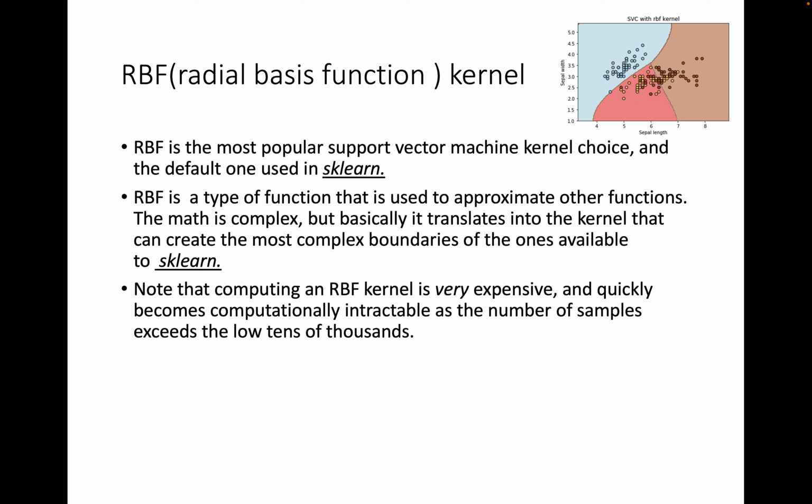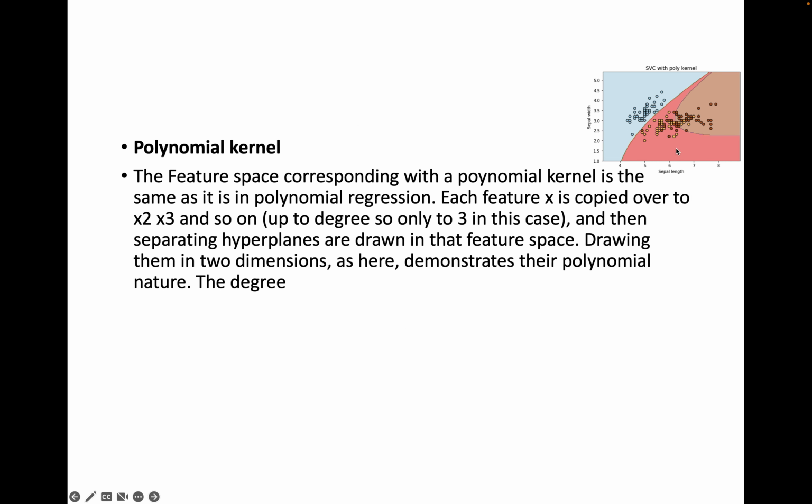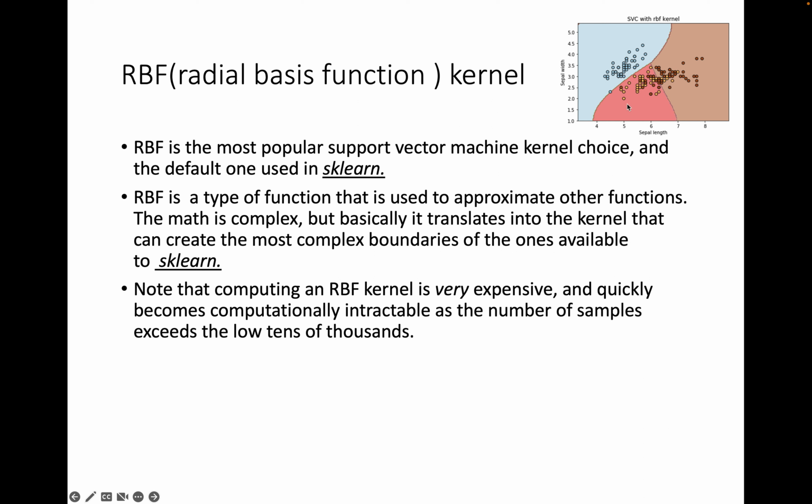RBF is a type of function that is used to approximate other functions. The math is complex, but basically translates into the kernel that can create the most complex boundaries of the ones available to sklearn. Now what you see right now, unlike the previous one where the non-red areas also had no dots and the blue areas also had no dots, here it creates the best possible choice, using complex math, most complex boundaries.